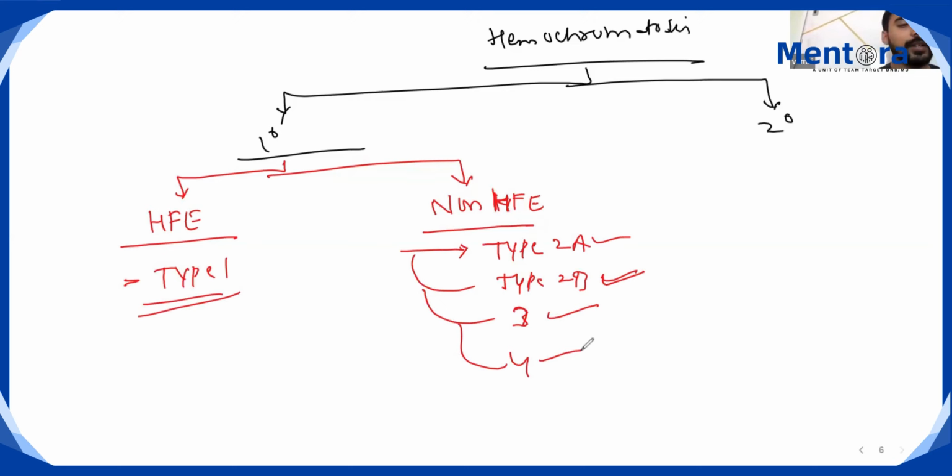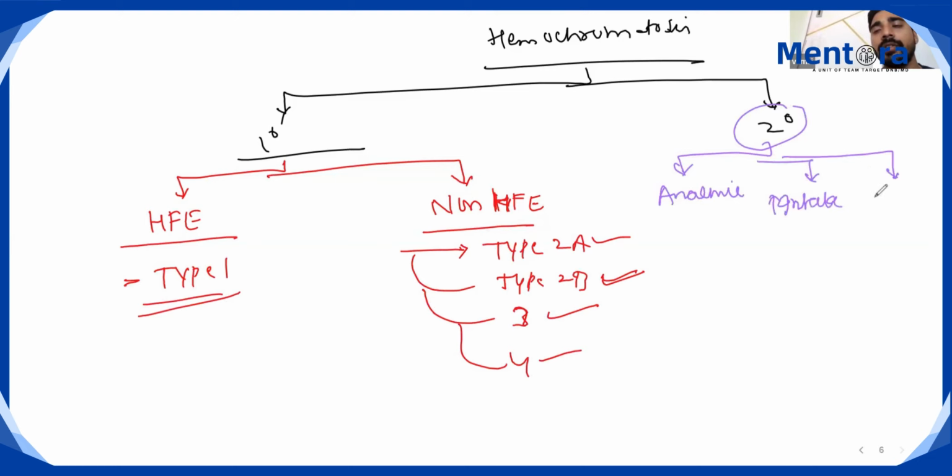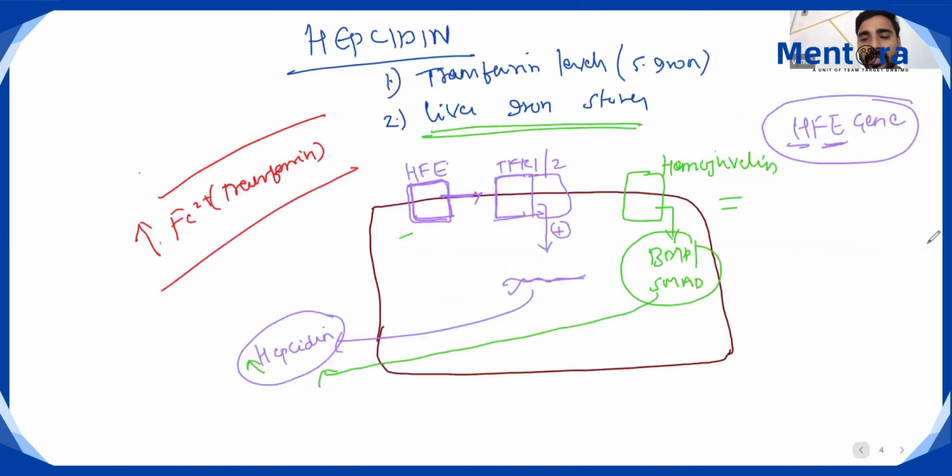Clear. And then in the secondary, you have it either due to anemia, or due to increased intake, or due to your liver disorders. Clear? These are hemochromatosis, primary and secondary. We can divide the classification like this, so you can study like this. You can even write this classification in the exam like this. So this is the basic concept for hemochromatosis.